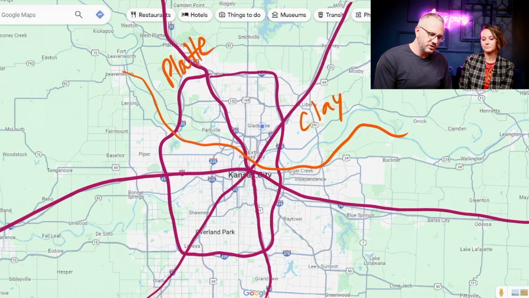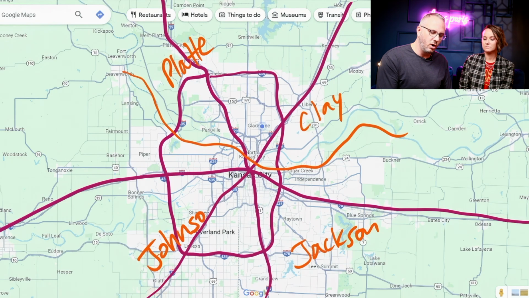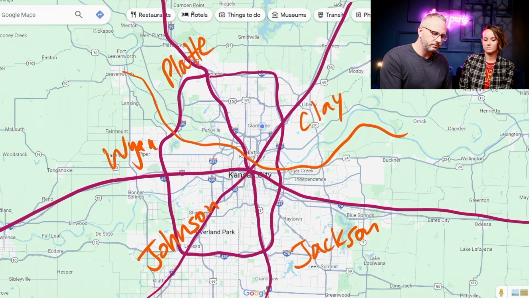Now, if you're looking at south of the river, you have 3 options out there. So you have Jackson County over here. You've got Johnson County here, which is going to have Overland Park. And then over here, you're going to have Wyandotte. So there are some differences in why you might choose living in one of those over the other.